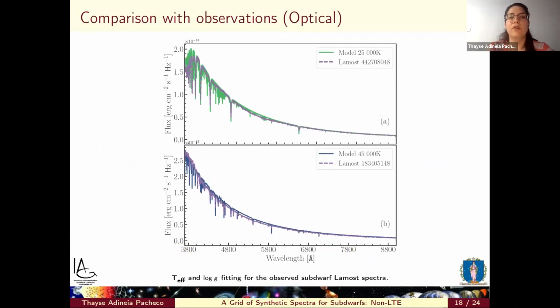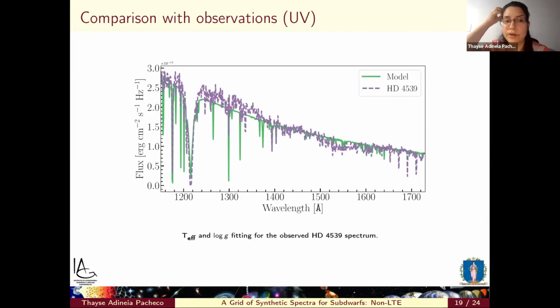We also have a comparison with observations in optical. Here I'm showing a comparison with models of 25,000 Kelvin and 45,000 Kelvin. We have a fair agreement with observations of Lamosty spectra. And here I'm showing a comparison with observation in the ultraviolet part of the spectra, and comparison to HD 4539 spectrum.